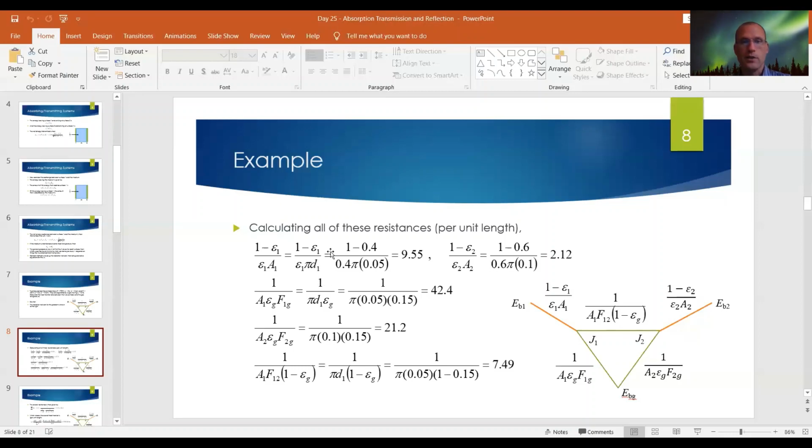Then plugging all those values in. For object 1, the inner cylinder, I have a resistance of 9.55. Same thing for the outer cylinder, with slightly different numbers for epsilon and D. That gives me a resistance of 2.12.